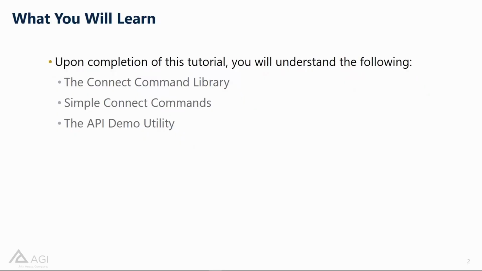So what we're going to look at in this particular scenario is the Connect command library to understand how you can find and build Connect commands. We'll look at some simple Connect commands, and we'll use what's called the API demo utility to build those Connect commands for practice. Upon completion of this tutorial, you will understand the following: the Connect command library, simple Connect commands, and the API demo utility.